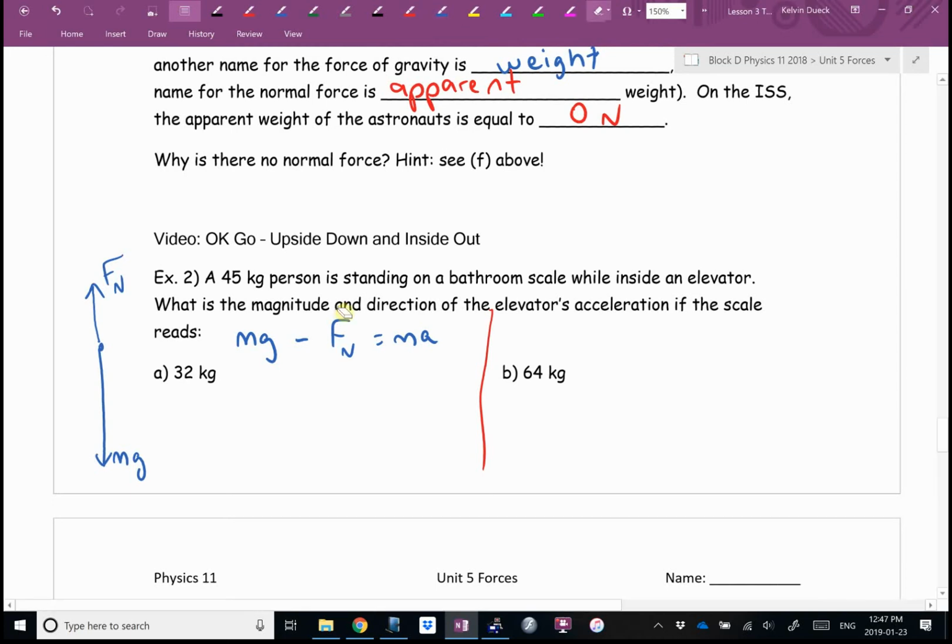I got MA. What am I trying to find here? Find the magnitude and direction of the elevator's acceleration. How do I get the A by itself? Divide by M. Yes. So can you do me a favor, Riley? Let's go. Boom. There's my equation.